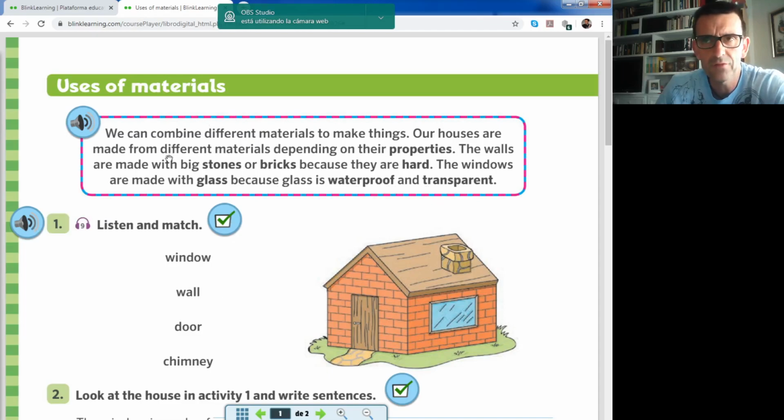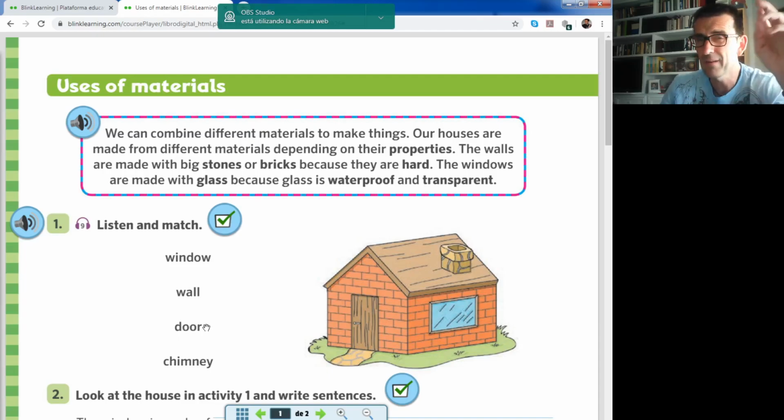Well, now, after this information about the uses of materials, we start with the activity number 1. So, prepare different colors, 4 different colors, because we have window, wall, door, and chimney. And match chimney, chimenea, door, puerta, wall, paredes, window, ventanas. We studied these words in infant education when we were with Gemma and José Luis. Do you remember? ¿Recordáis? Do you remember that we have studied these parts of the house with José Luis and Gemma in infant education? Yes?